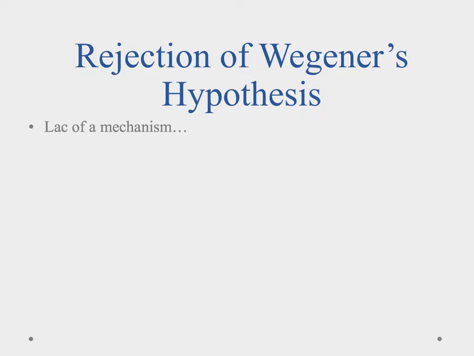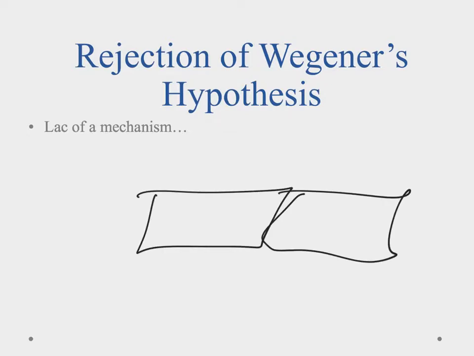But also, there's a significant lack of a mechanism. If we had these big pieces of the Earth here moving around, well, what caused them to move? What was that force that was doing that? It couldn't be something as simple as wind or waves or something. So we lacked this mechanism, and because of that, a lot of scientists rejected Wagner's hypothesis, even in light of the evidence that showed that it was probably correct.